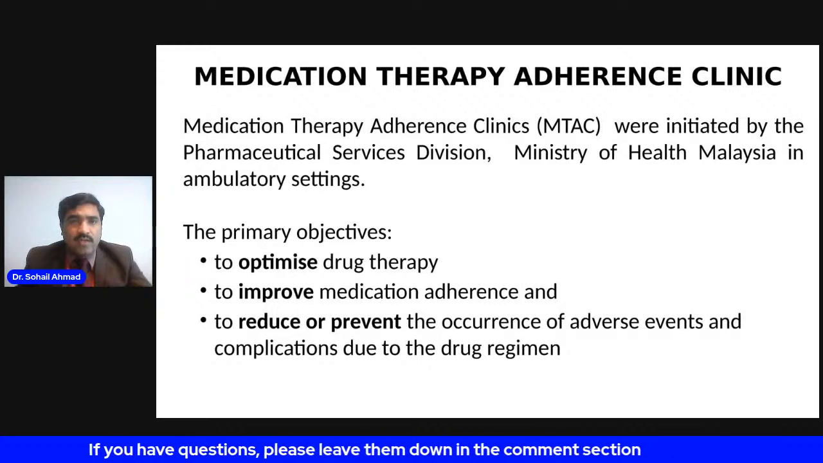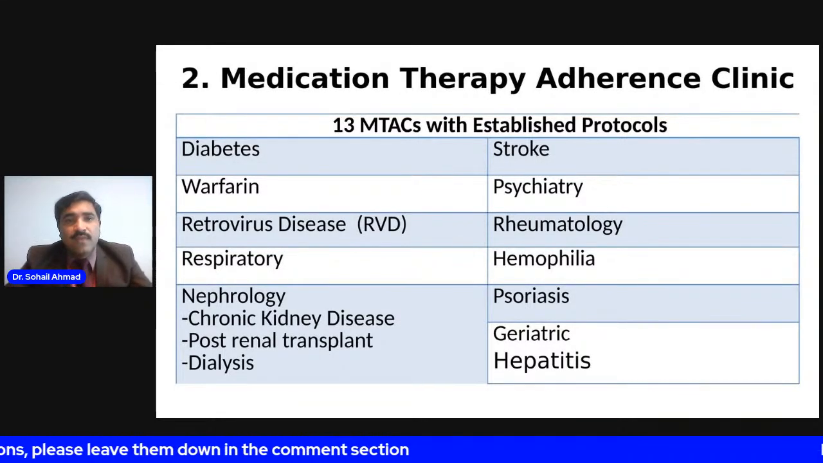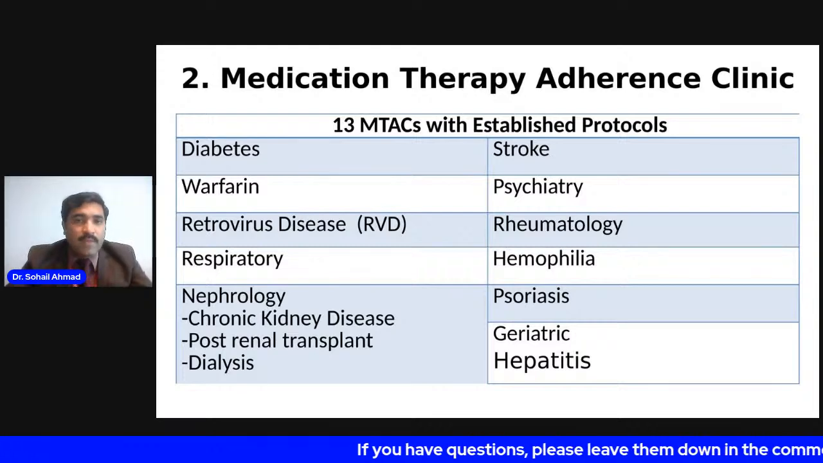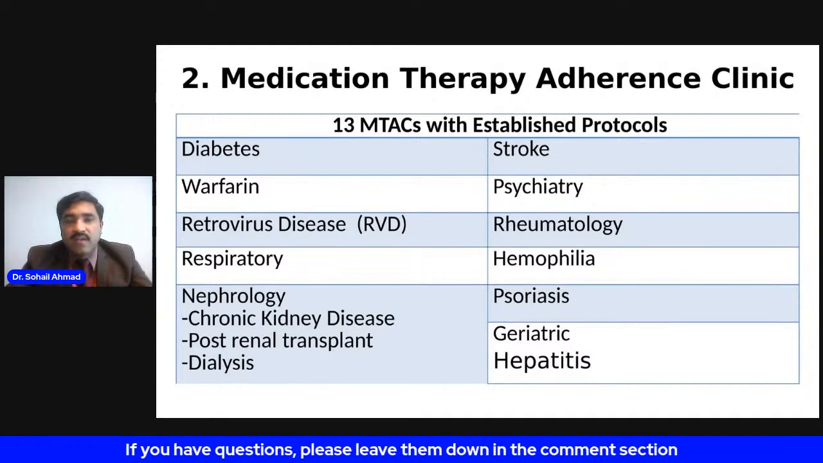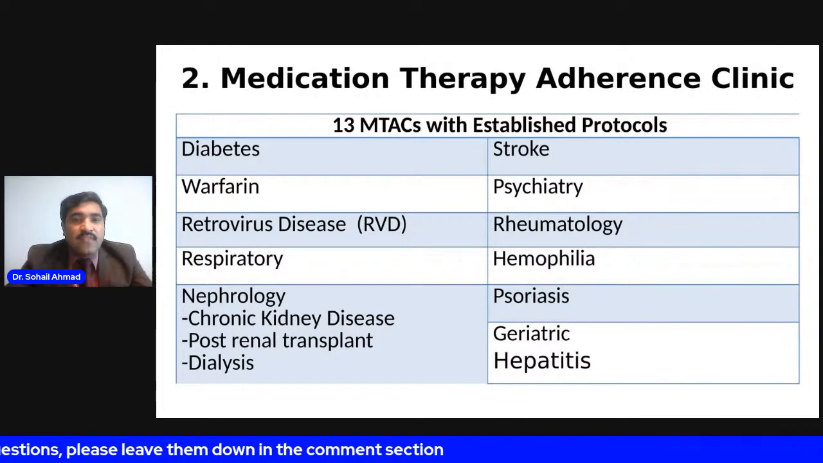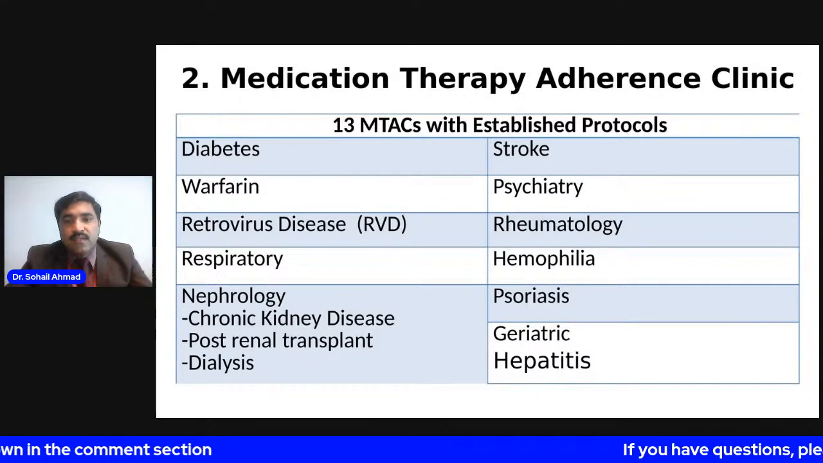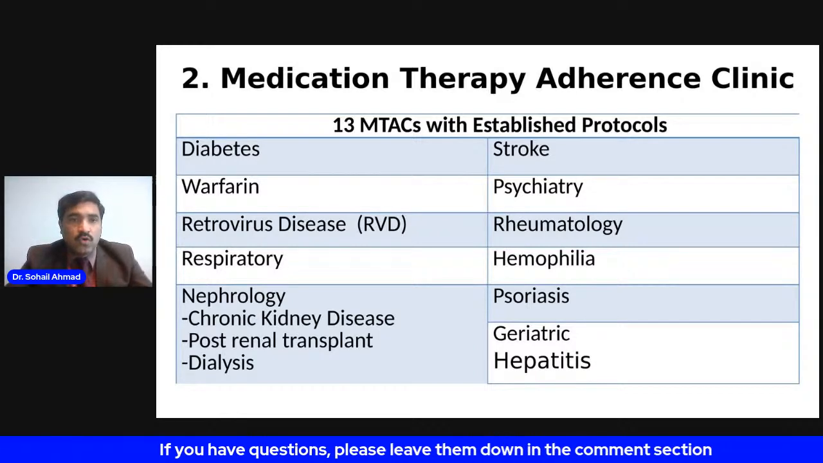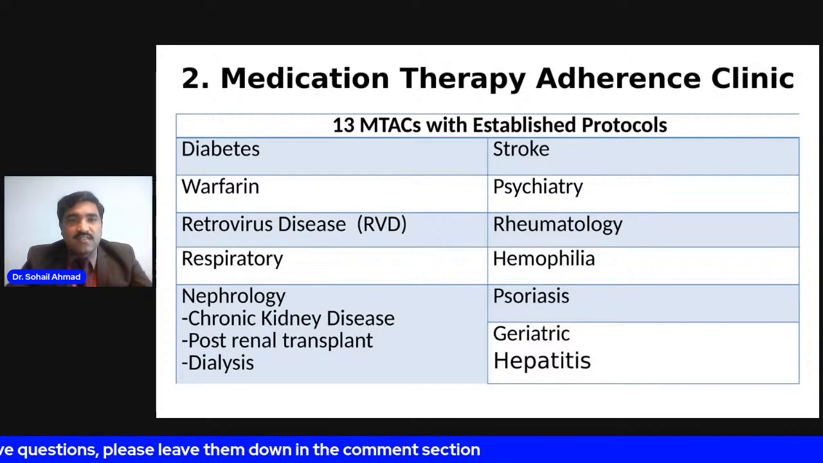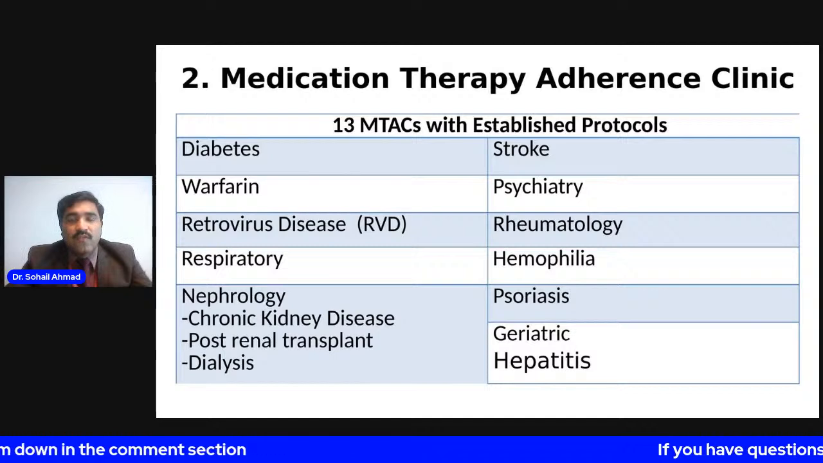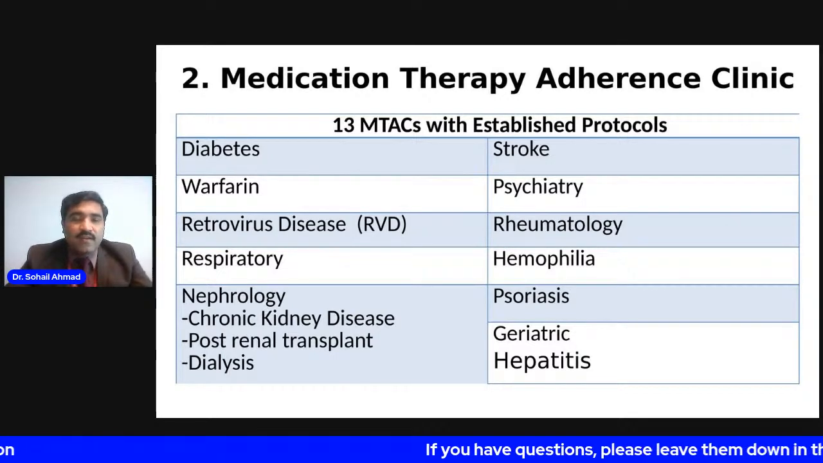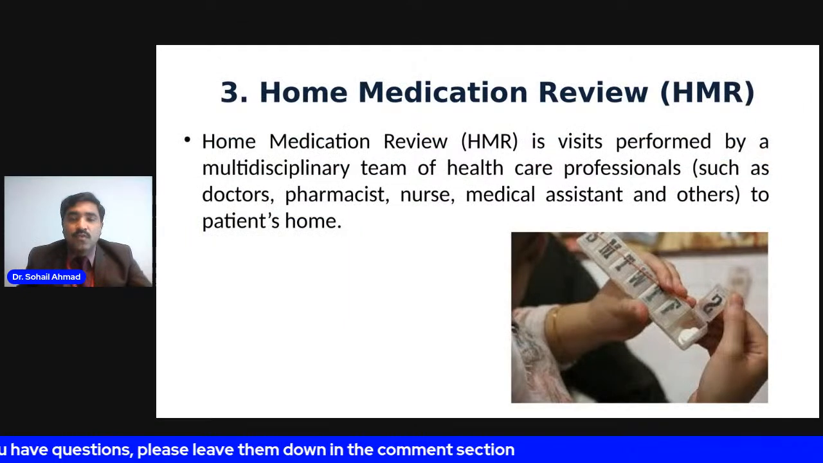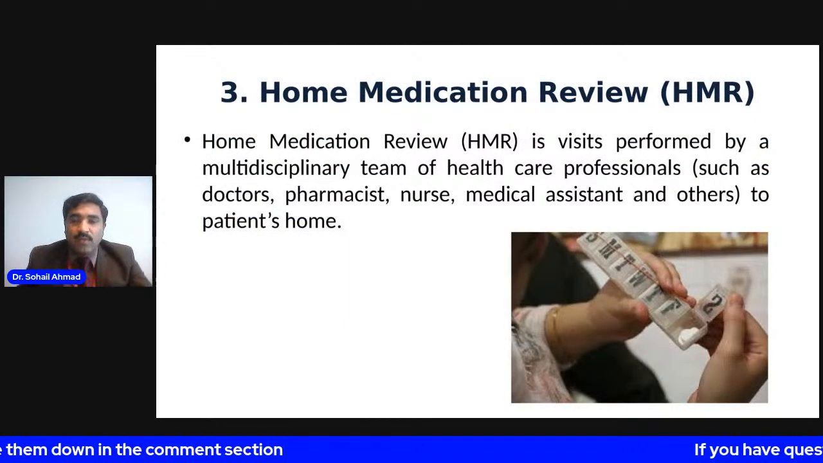traditional model. So in total, there are 13 medication therapy adherence clinics, and almost all of them focus on the chronic management of various diseases, including diabetes, a specific clinic for warfarin, then RVD, respiratory, nephrology, geriatric, psoriasis, hemophilia, rheumatology, psychiatry, and stroke. In all these clinics, the pharmacist is the person in charge, and to make sure the pharmacist can provide the contribution to the best of his or her abilities, they have come up with a proper system governed by a protocol that we will see maybe in an upcoming slide.